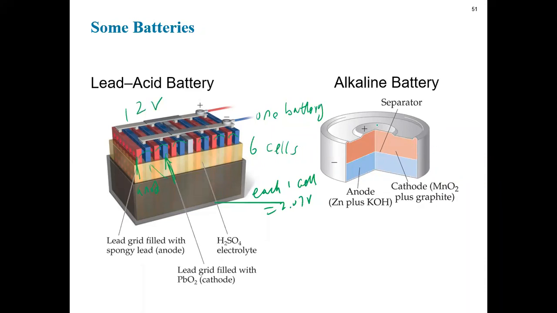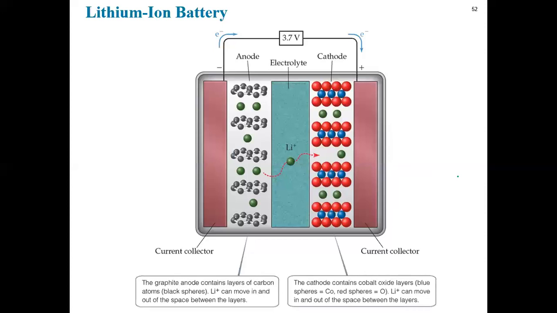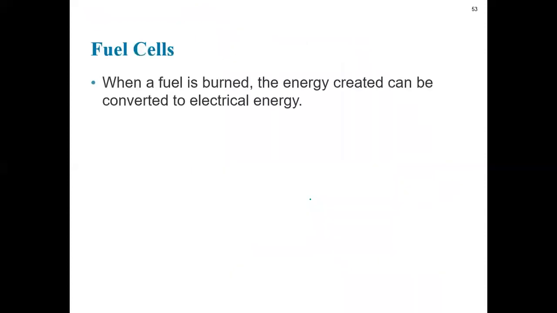Another type is the alkaline battery. There you use zinc metal. Zinc is a very active metal, easily oxidized, so it is used on the anode. On the cathode, you use this manganese compound, where manganese has a +4 oxidation number, so it wants to be reduced. For the lithium ion battery, the diagram looks like that. So that's another type. And then fuel cells.